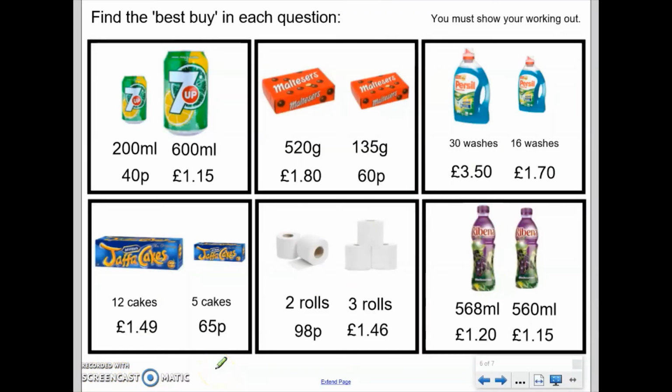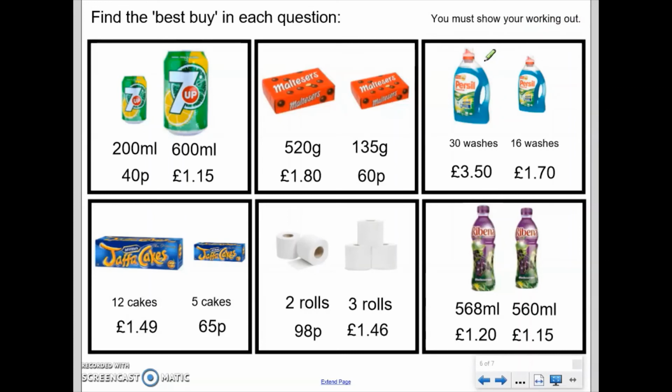So now it's your turn to have a go at a few questions. I've put 6 questions on the screen. I'd like you to have a go at answering each question and making a statement which is the best buy, which is the best value. For each question, you must show your full working out, and you must end the question with a statement of which is the best value.